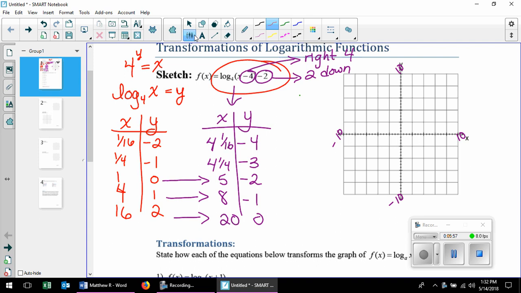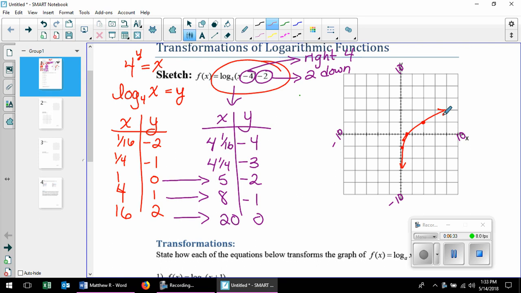So if I were to graph this, this would be 4 and 1, 1 and 0. And now I start getting really close to that line. So this would be my basic logarithm graph with a base of 4. So that's my red line. Where's the asymptote on this graph? Where's the asymptote?